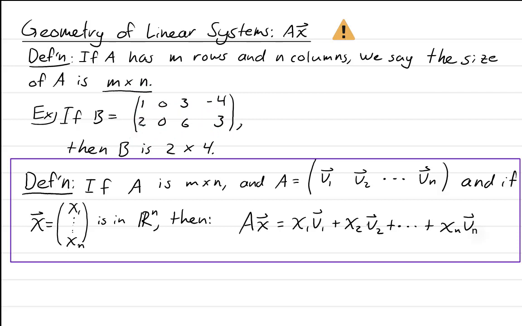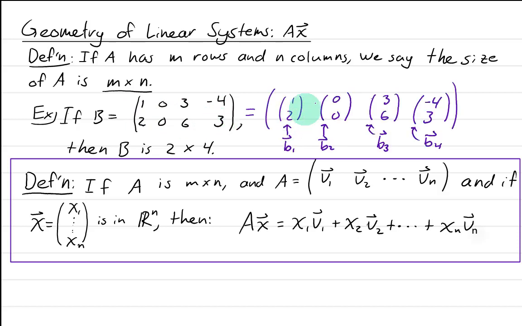So with that in mind, here's the definition of what it means to multiply a matrix by a vector. Suppose A is m by n, and we write each of these columns of A as a vector v1, v2 through vn. So for example, this matrix here has 4 columns, so you could label them as vectors like so. Now, if x is a vector in Rn, meaning it has the same number of entries in it as A has columns, then you label these entries x1 through xn.